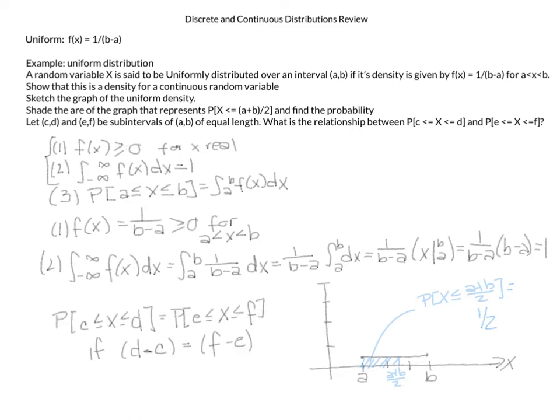The last question: let [C, D] and [E, F] be subintervals of [A, B] of equal length. So I have D minus C is equal to F minus E because they're of equal length. What is the relationship between the probability of X being between C and D and the probability of X being between E and F? They are equal because the intervals they occupy are equal, and that's the idea of a uniform distribution. Everything has the same probability density if we're talking about the same interval length.